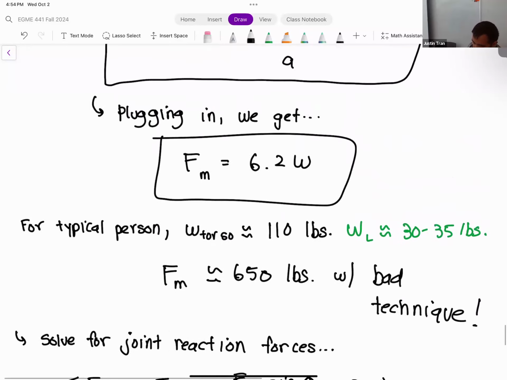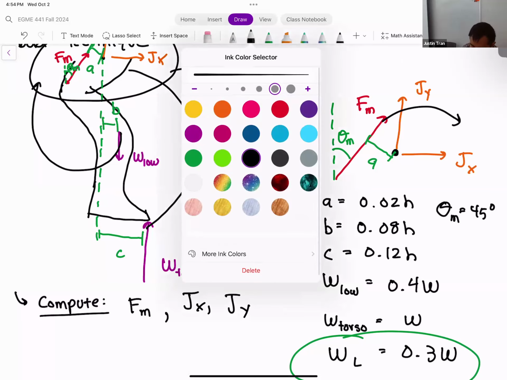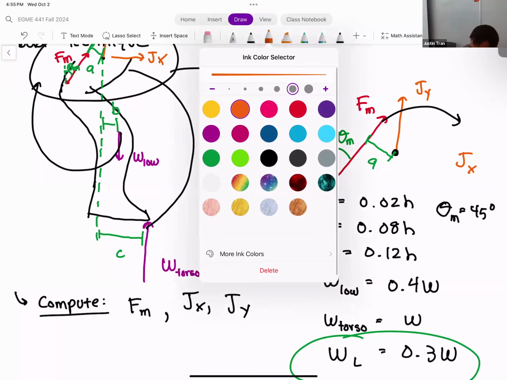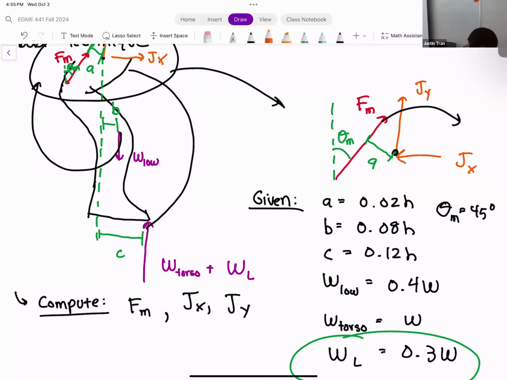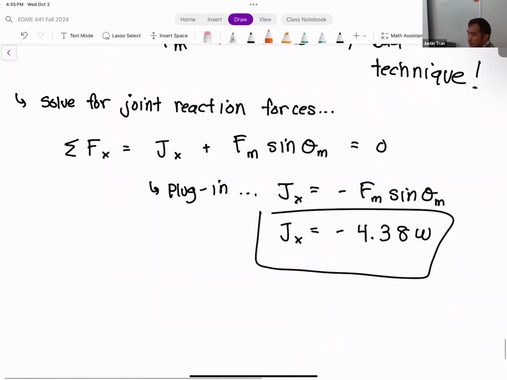Okay. So if you go back up to the figure, we've automatically assumed that our Jx points to the right, and that sign was active in our force equation. So the fact that our result here is negative, all that really means is that Jx actually points in the opposite direction. So it has the same magnitude of 4.38 W. It's just that the correct direction is going to the left as opposed to the right. Okay. So don't be alarmed if you get a negative answer for a joint reaction force, all it means is that it's just the opposite direction.